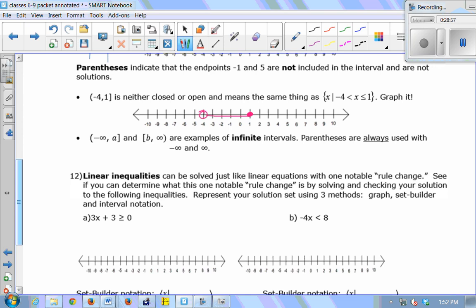Infinite intervals are places where we have negative infinity on the left or positive infinity on the right. And we always use a parenthesis because infinity is not an actual number.